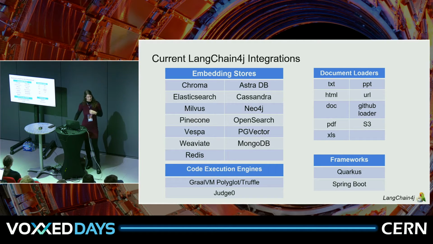Then we have a list of embedding stores. I'm not going to go over it, but it's for when you want to store these embedding vectors. We have document loaders that we will need for our chat with documents. We have code execution engines. I'll come back to that later. That's really fun. And then we integrate with Quarkus and Spring Boot frameworks.